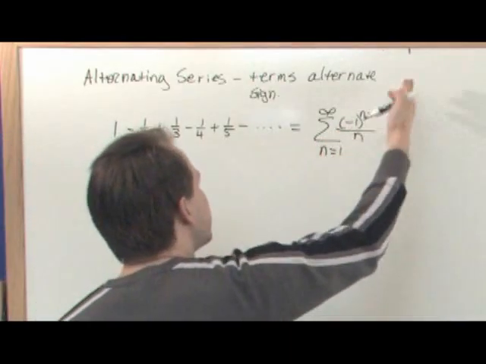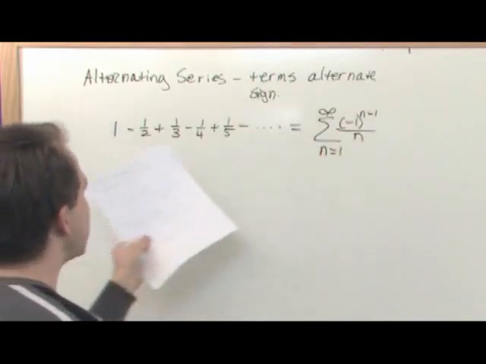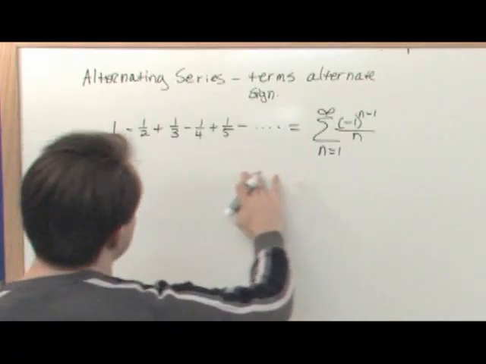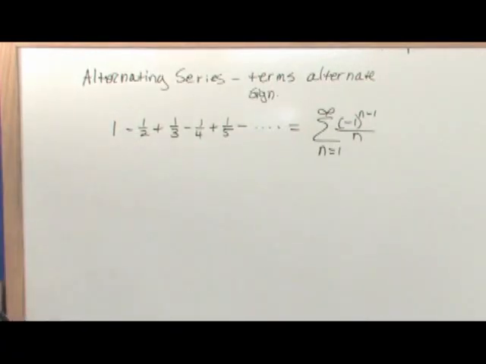So this negative 1 raised to the power of something just makes the sign alternate, and then the n on the bottom is just the number. Okay, so this is the general form of an alternating series. It alternates signs. That's all it means. Alternating series just means the sign alternates, okay?